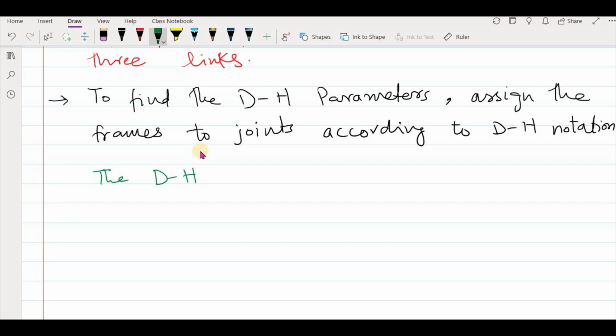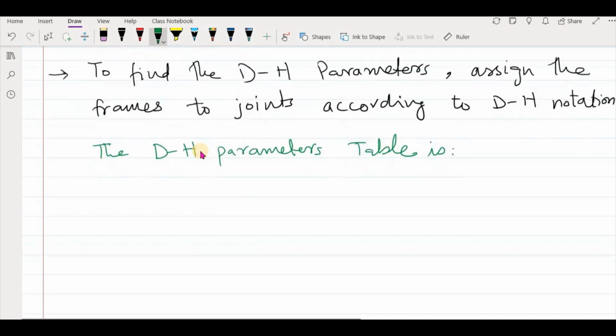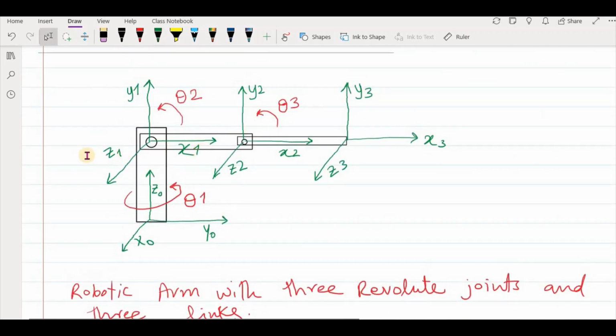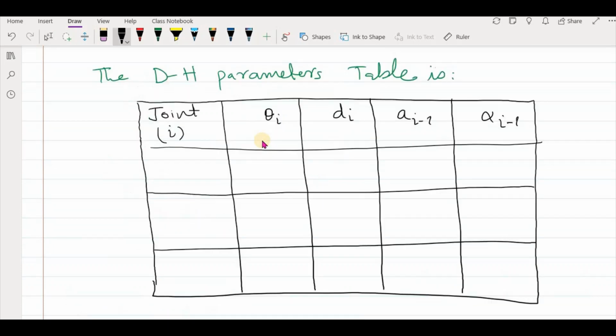The DH, not matrix, it's DH table parameters. The table is, so again you have to, how many joints do you have? You have 1, 2, 3 joints. Okay, you have 3 joints here. So I've already drawn this table and now just put the values here.